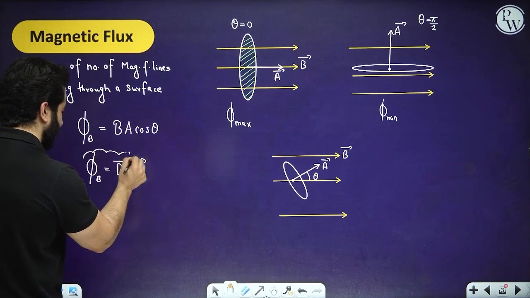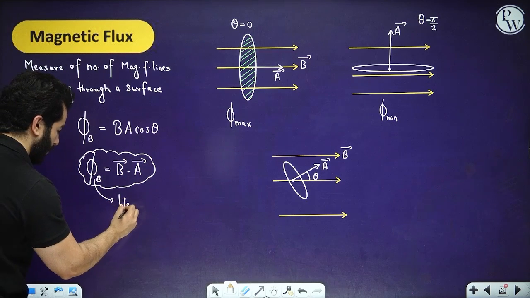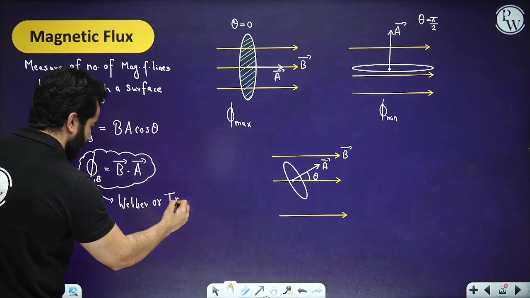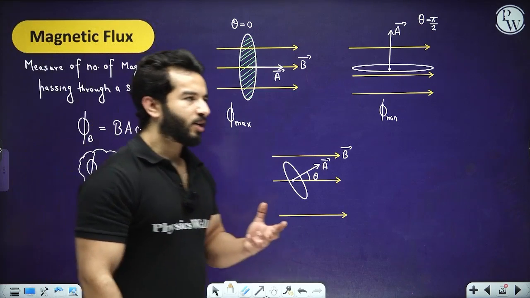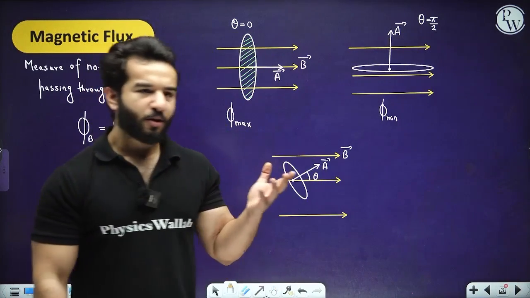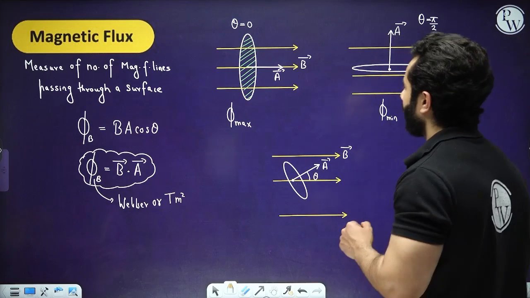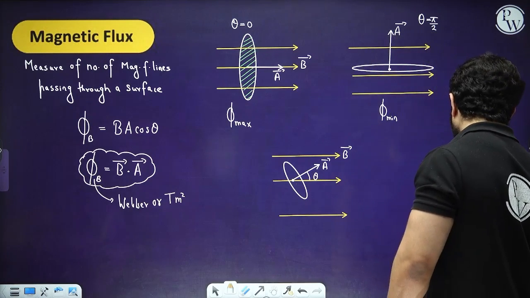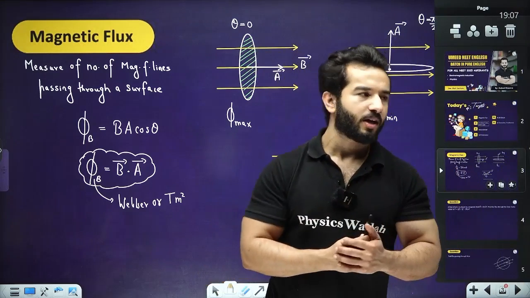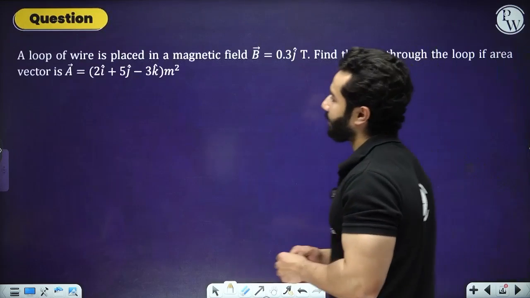Magnetic flux has an SI unit of Weber or Tesla meter square. It is a scalar quantity, right? Similar things that you have done in electric flux, no difference. Other than this, let's move on to some questions regarding magnetic flux, because we have just started the class. Then we'll move to our further topics, right? So let's have a look at some examples.